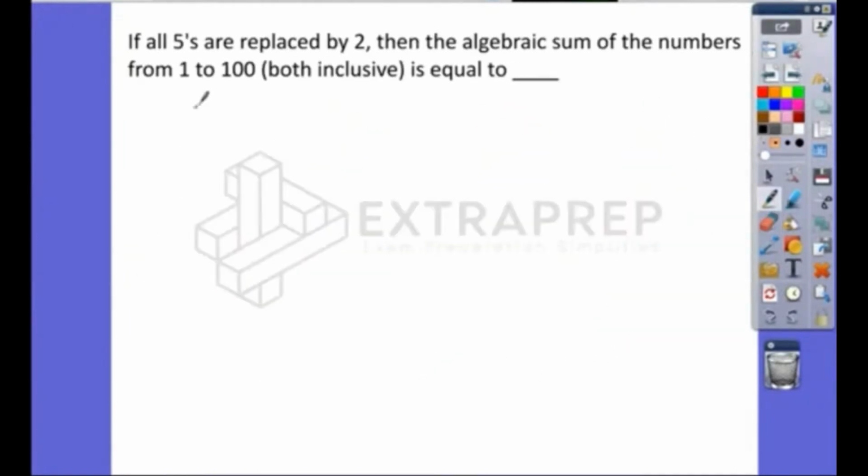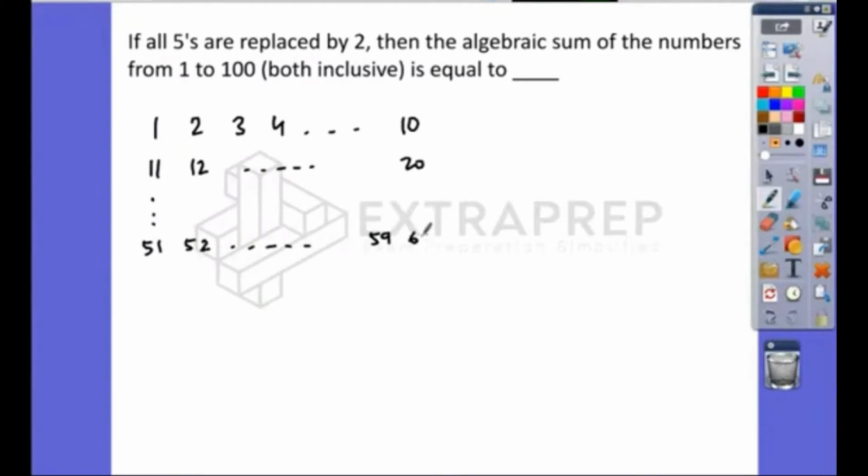If all 5s are replaced by 2s, then the algebraic sum of numbers from 1 to 100, both inclusive. So 1, 2, 3, 4, and so on, 10, 11, 12, and so on, 20, 51, 52, and so on, 59 and 60, 91, and so on, up to 100. Okay, there are 100 numbers like this.